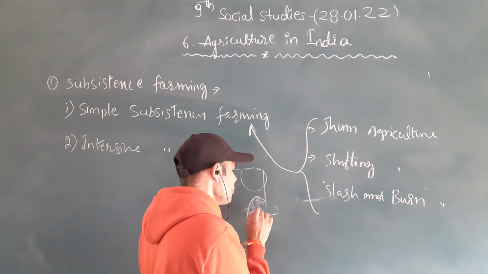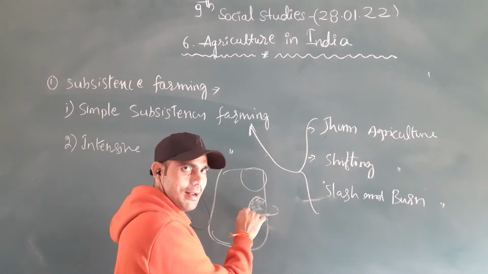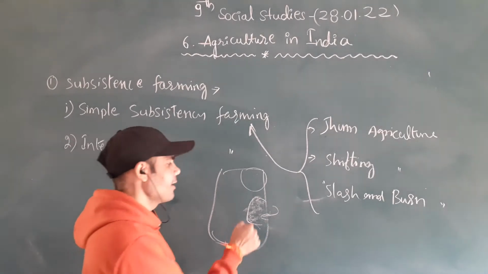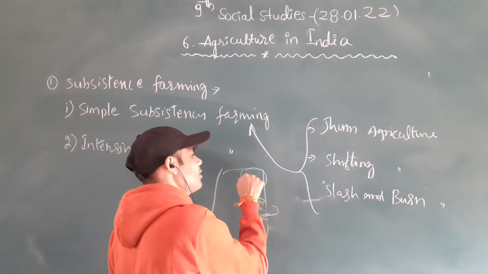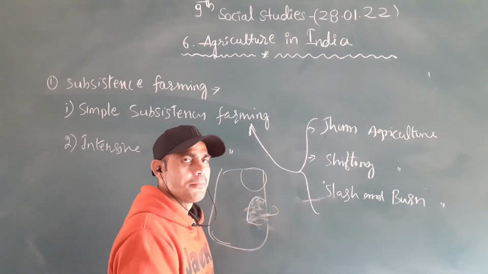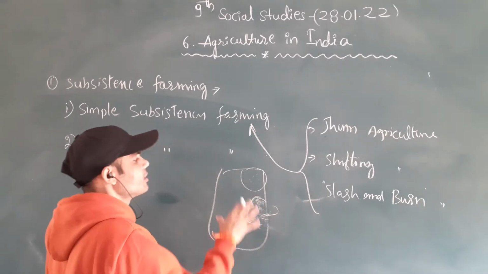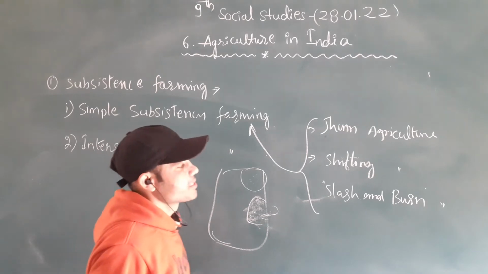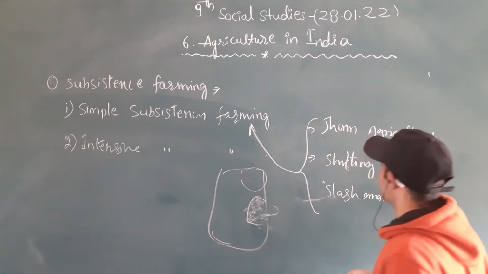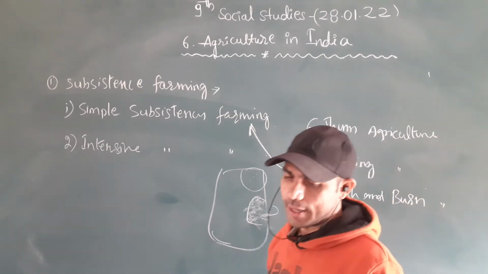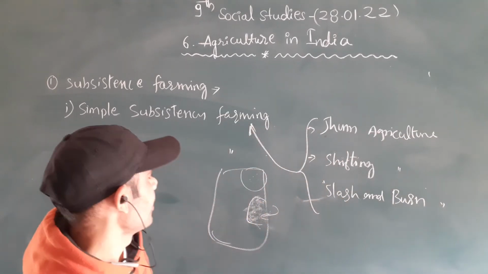They use the another fresh soil. Why? Because they use up the fertile land, and the crops grow with the fertility of this land. Then the same here, a new crop in the new soil. In the new soil also they use the fertility of this soil, right? So this we call the simple subsistence farming, that is the zoom agriculture, shifting agriculture, and slash and burn agriculture.